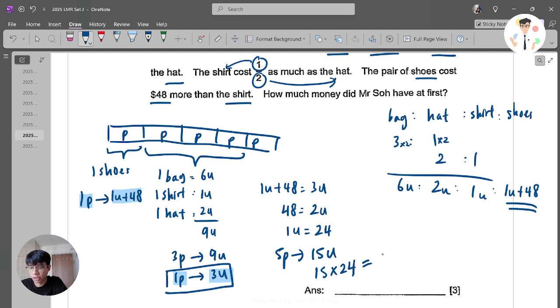So let's just bring in our calculator. 15 times 24. And the answer will be 360. Yes, that will be the amount that you have. Okay, so yes, this is Nanyang paper 2 question 8. A question that slightly requires you to think a bit more.